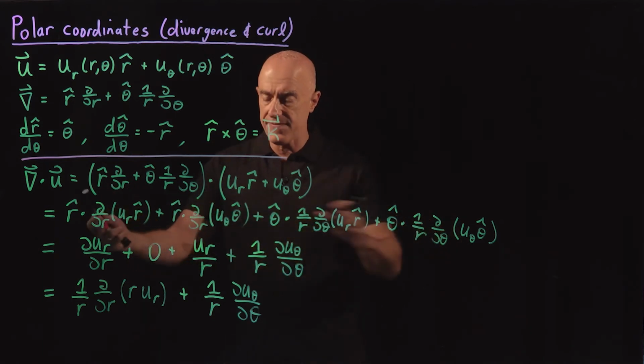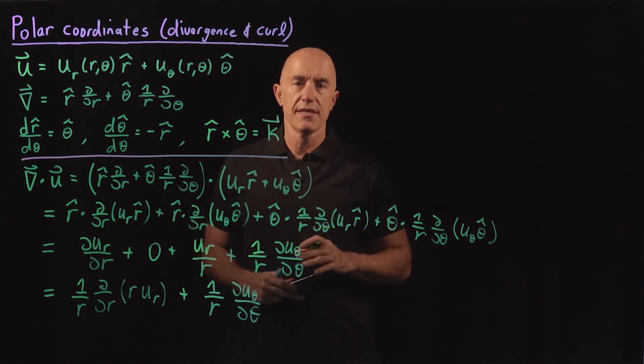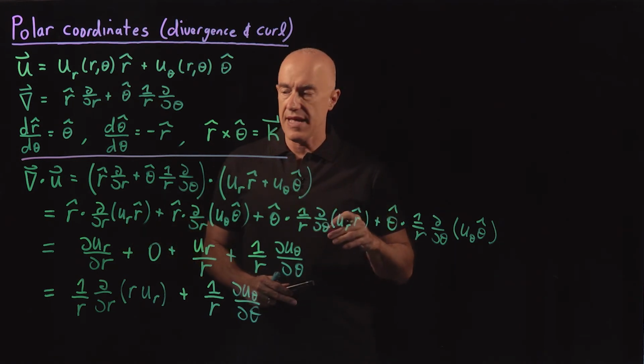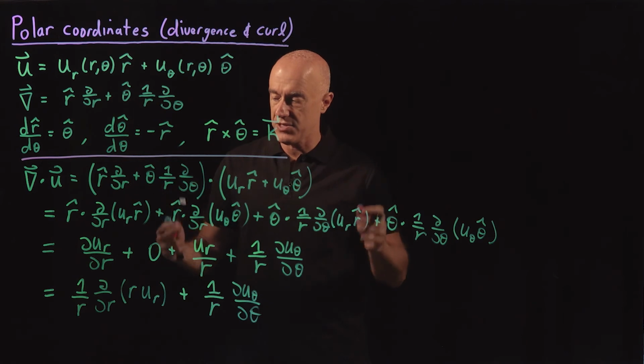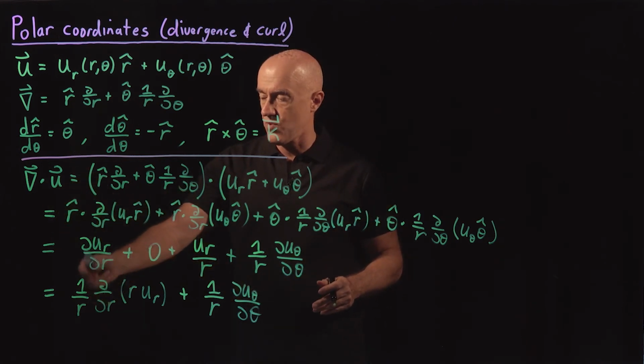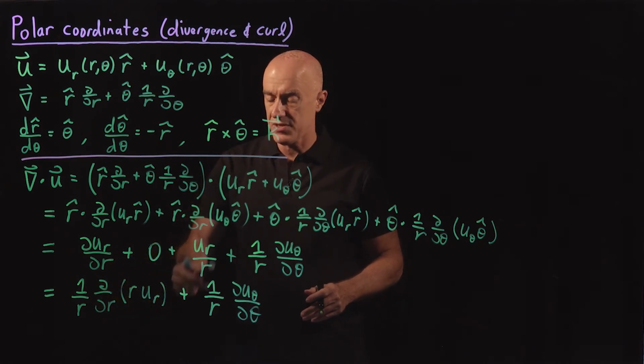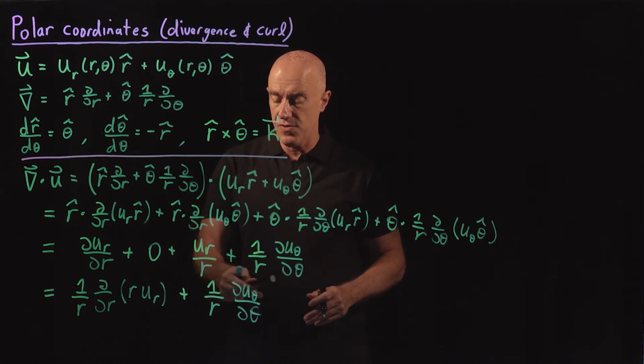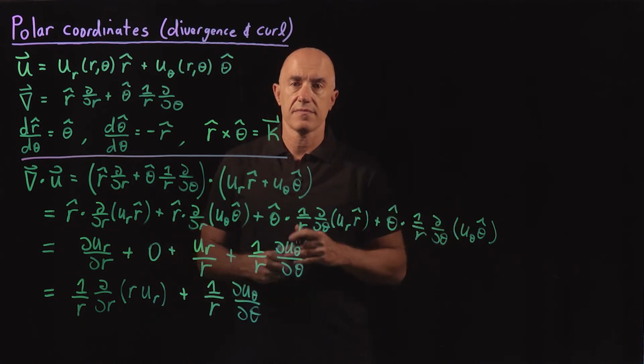And then we have to carefully do the derivatives, taking into account that the unit vectors are a function of theta. We finally end up with del dot u equals 1 over r d dr of r times u_r plus 1 over r du_theta d theta.